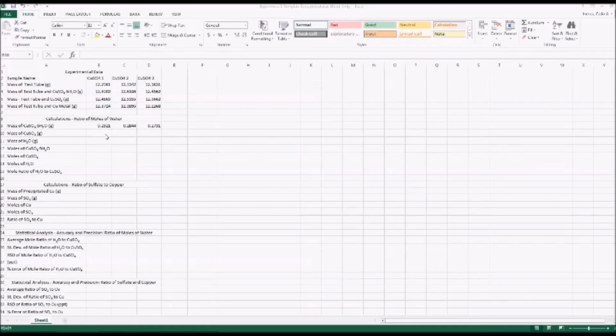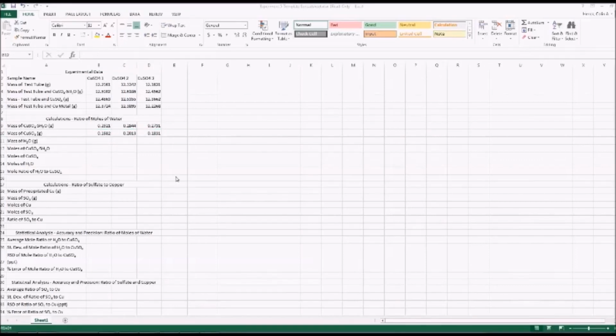In order to find the mass of the anhydrous copper 2 sulfate after it has been heated, in this case we again click on this cell, type the equal sign, this time take the mass of the test tube and the anhydrous copper 2 sulfate and subtract the mass of the test tube. We click enter, highlight the cell again, click on the bottom right-hand corner, and drag it across.